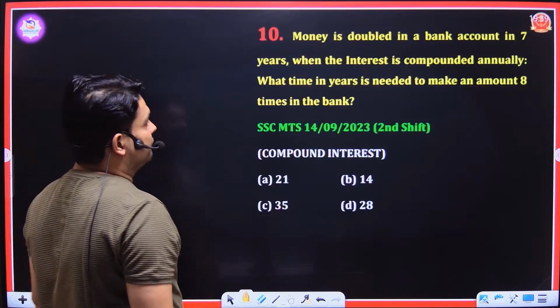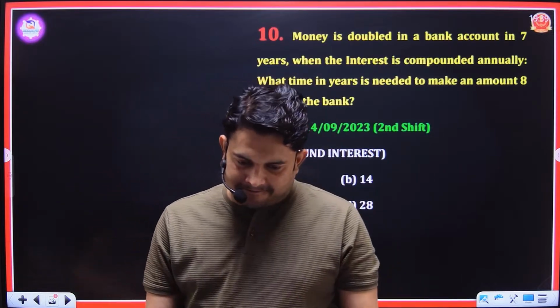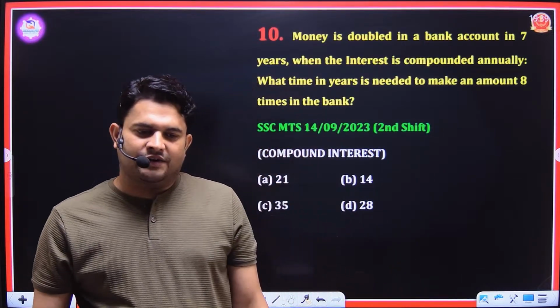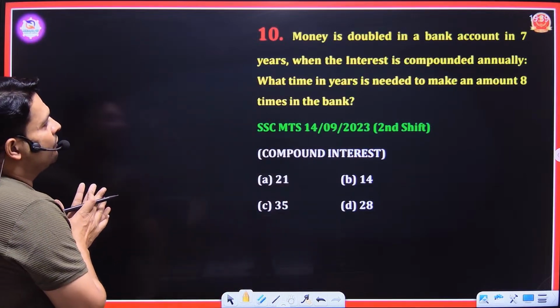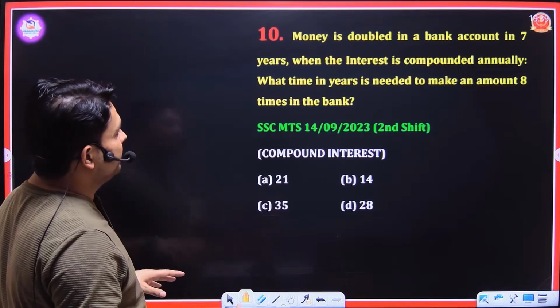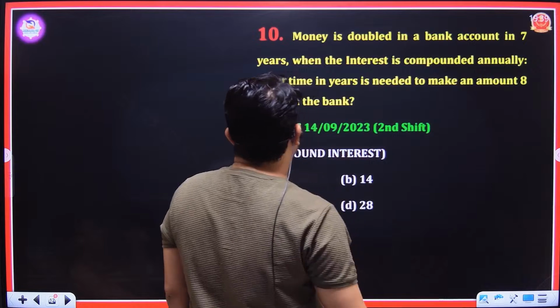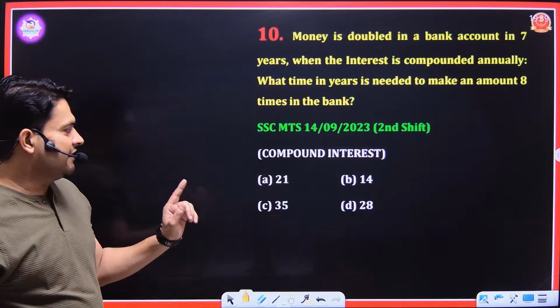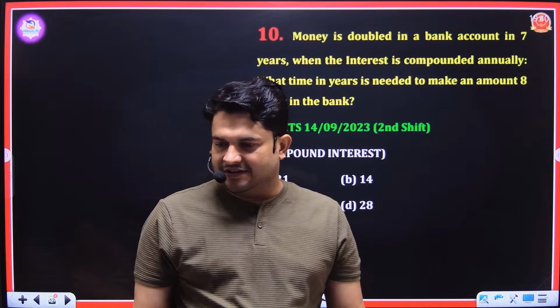Last question for today. Money is doubled in a bank account in 7 years. When the interest is compounded annually, what time in years is needed to make the amount 8 times in the bank? Neha will tell the answer of this question.